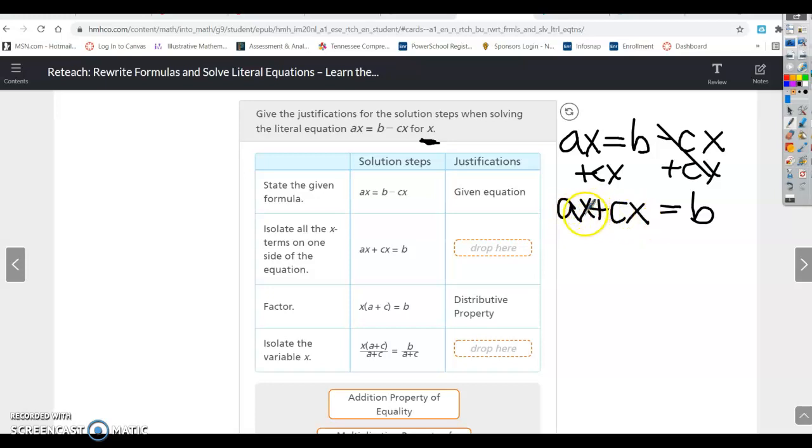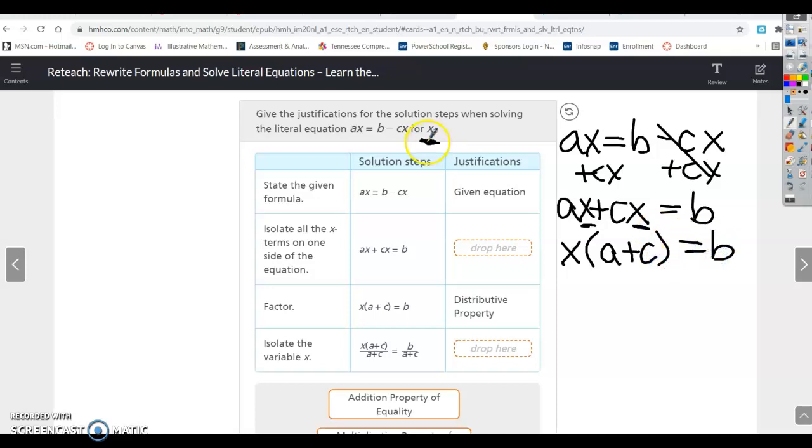But what we can do is notice that both of these terms have a common factor. So we're going to use distributive property backwards to factor that X out. So we're using distributive property, but not multiplying in. We're actually pulling it out. So if we pull the X out of both terms, here and here, that leaves X times A plus C equals B.